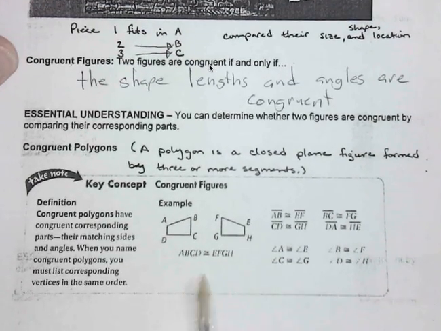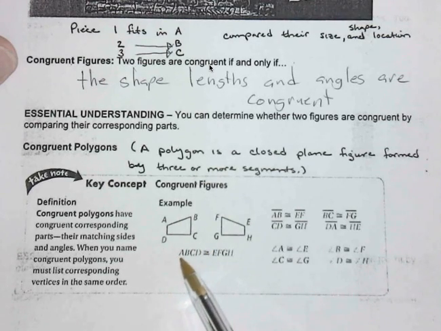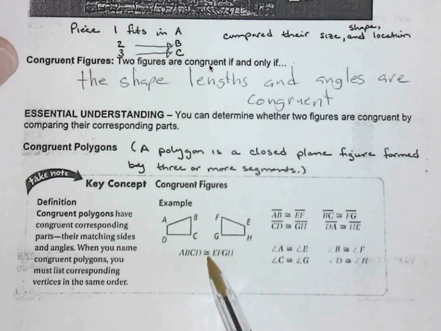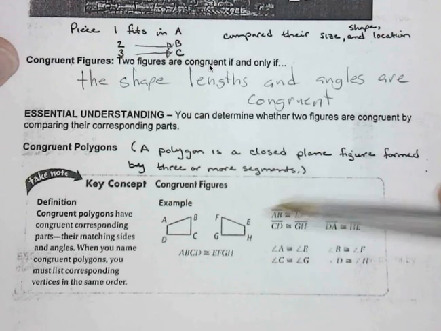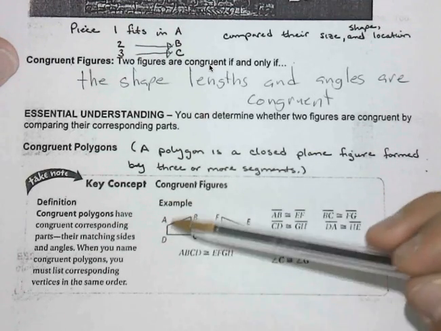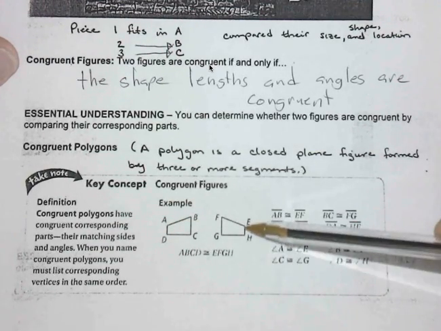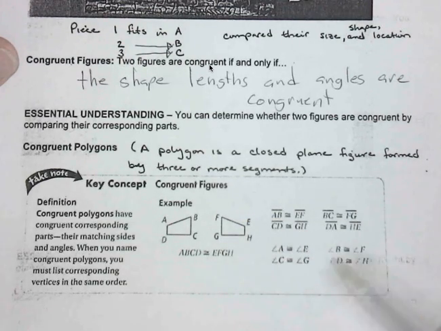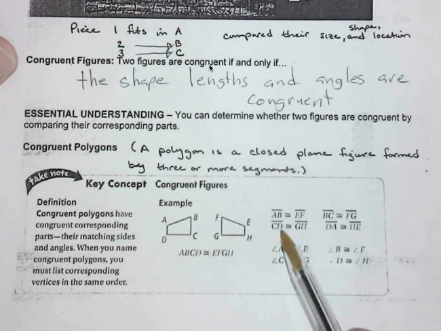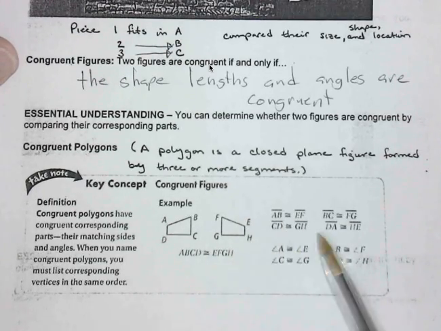With the example seen here, we're allowed to say that the polygon ABCD is congruent to EFGH, because each segment from ABCD is congruent to some unique segment in polygon EFGH. We also see that each angle from ABCD has a corresponding angle in EFGH. So we'll see how we can do this with some examples.